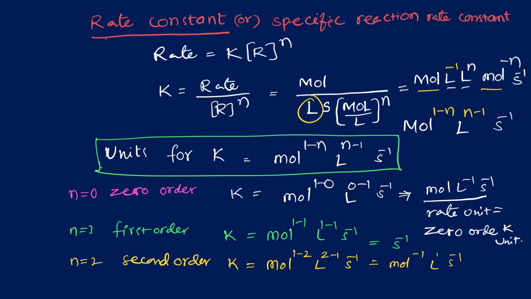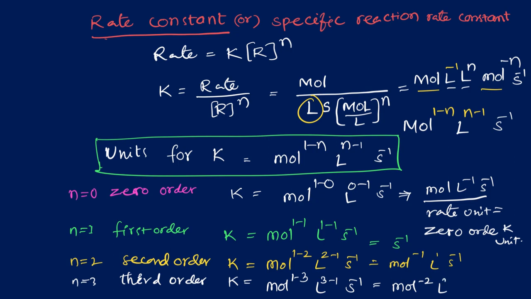Next, n equal to 3, that is called third order reaction. Then K is equal to mole 1 minus 3, liter 3 minus 1, second inverse, that equals mole inverse 2, liter square, second inverse. So these are the orders and their units.